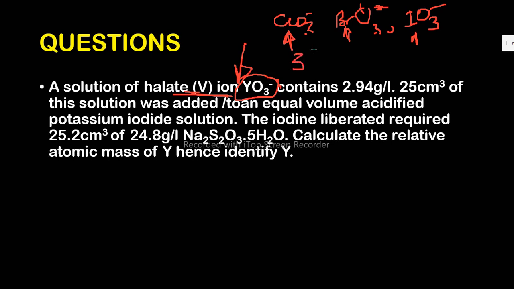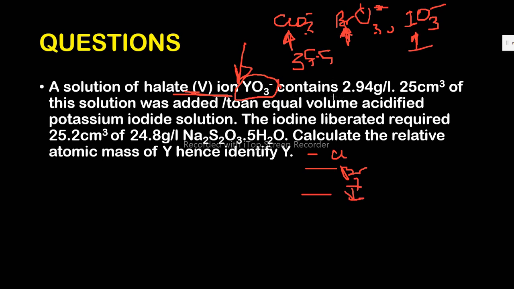If it's 35.5, is it chlorine? If it is, what is the RAM of bromine? I don't know. So you compare from the periodic table, okay? And find out which one it is. And then you conclude that Y is either a chloride, or a bromide, or an iodide. And the rest is the same.